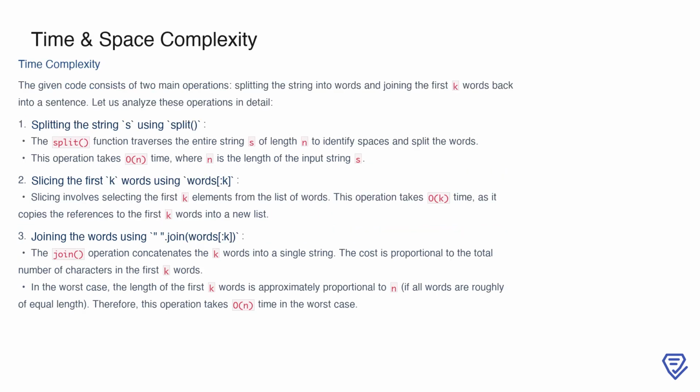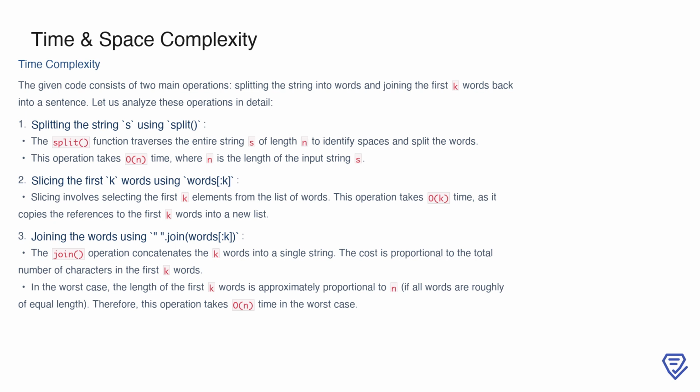In this problem, we analyze the time complexity by breaking down the key operations. First, we have the split function, which processes the entire string s to separate words by spaces. This requires a complete traversal of the string, so its time complexity is O(n), where n is the length of the string. Next, we use slicing to extract the first k words, which takes O(k) time because it involves copying references for the first k elements.